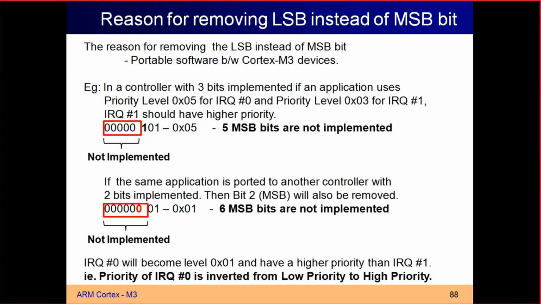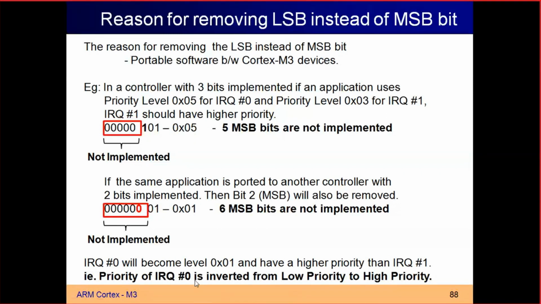It has higher priority, so it will be executed. So when you are removing 1 bit from this, you will get it as 01. When you are removing 1 bit from here, it will be 3 itself. Right. So IRQ 0 will be having 1, IRQ 1 will be having 3. So what is happening? Priority is getting inverted. IRQ 0 will be made as high priority when compared to this.